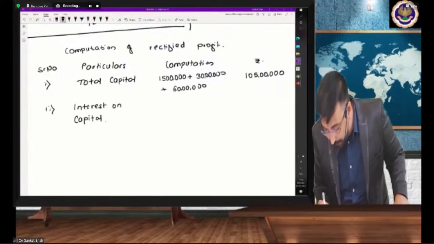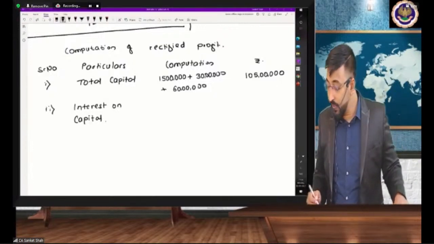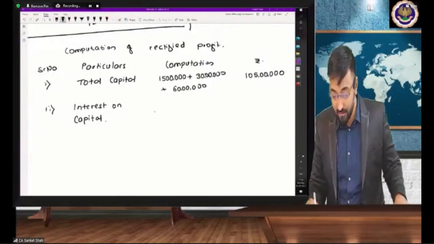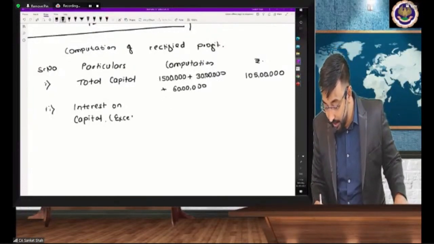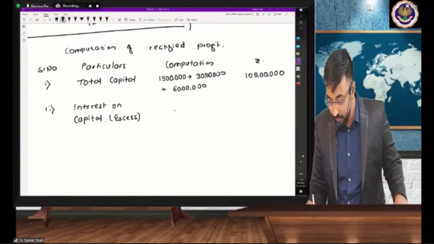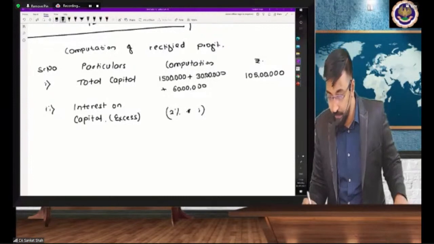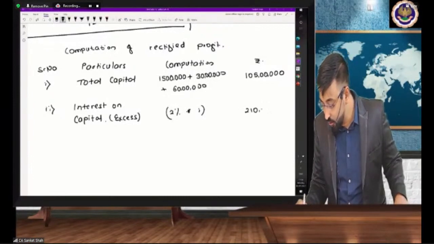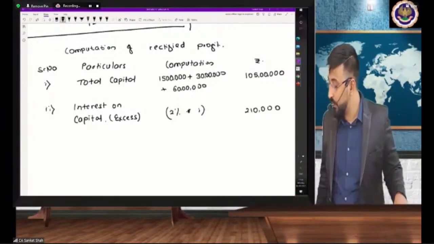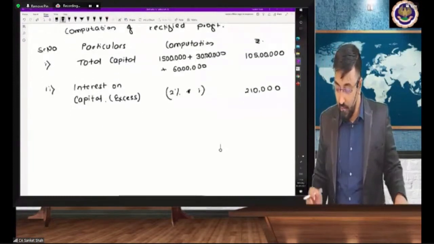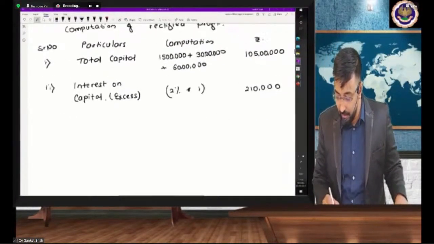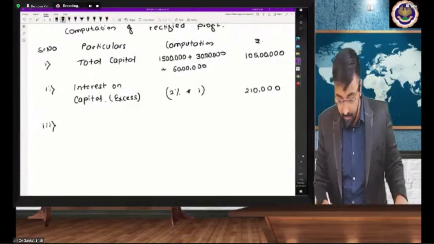Interest on capital. What is interest on capital? Excess. In bracket, you can write excess. 2% into Roman 1. So this is 2,10,000. Yes, you can check it. 2,10,000. Very simple.